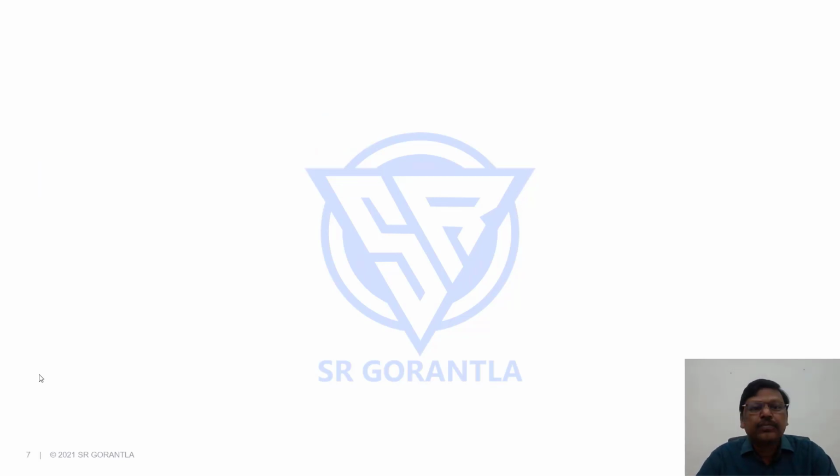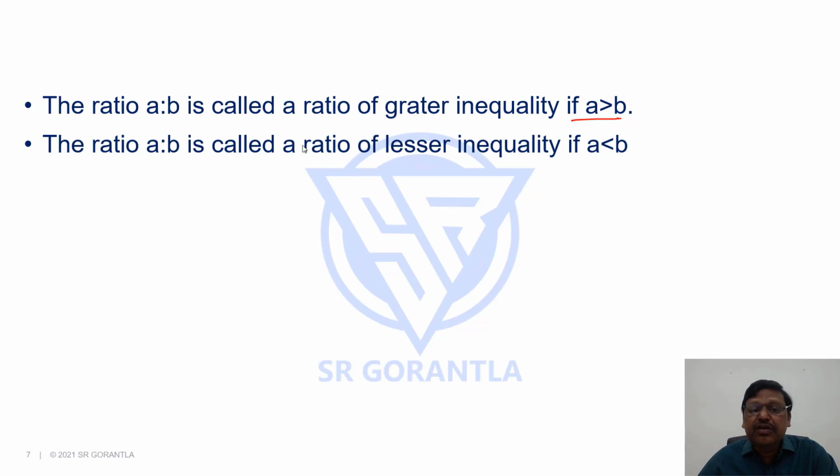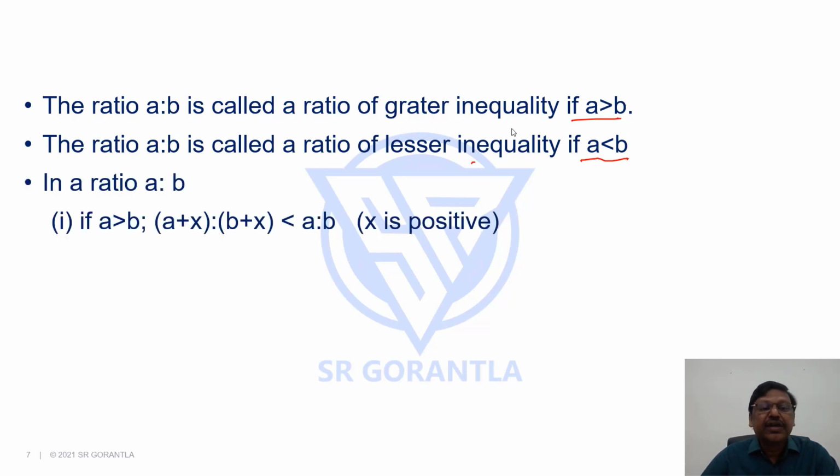Right? Then the ratio A is to B is called a ratio of greater inequality if A is greater than B, and the ratio A is to B is called a ratio of lesser inequality if A is less than B. And there are two important observations on this. First one is, in a ratio A is to B, if A is greater than B, that is, if it is a ratio of greater inequality, A plus X is to B plus X is less than A is to B when x is positive. Let me give an example.